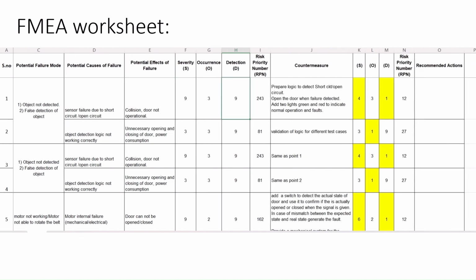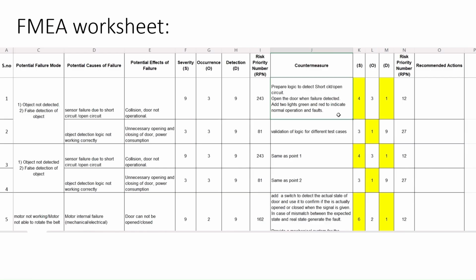So if we try to implement some countermeasure, then for the first case where the sensor has failed and the door is not opening and collision is possible, I think there should be logic or a software program to detect the short circuit and open circuit of the sensor. And in case the failure is detected, we need to open the doors. That is, if we know that the sensor has failed and it cannot detect the people coming around, we should keep the door open. We should not keep the door closed, so that there is no issue to the users.